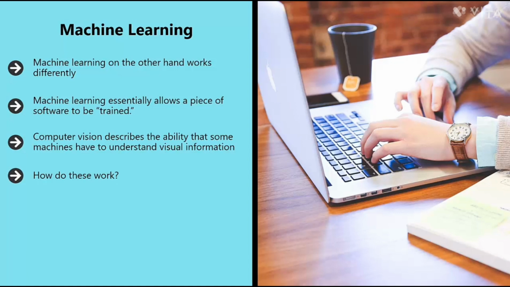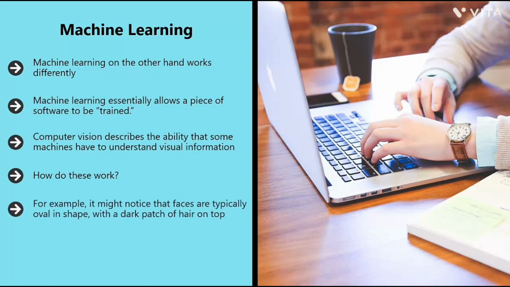How do these work? By looking at thousands and thousands of pictures of every type of object. While the machine learning algorithm will never understand what it is looking at, it can look for patterns in the data, which will then be used to identify those objects in the future. For example, it might notice that faces are typically oval in shape, with a dark patch of hair on top. It then knows that if it sees an oval shape with a dark patch at the top, it's possibly looking at a face.